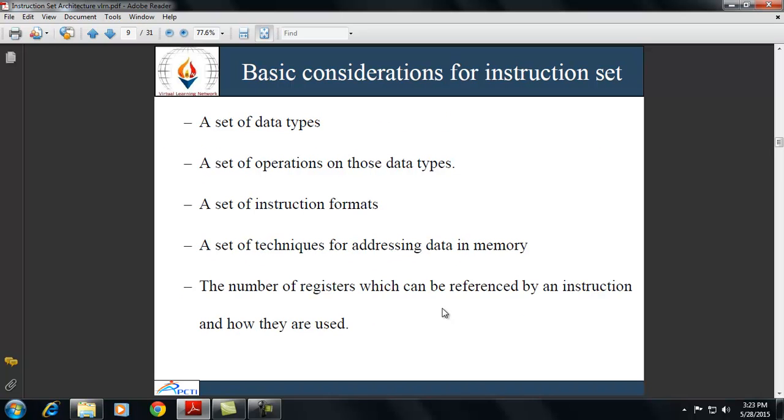Now, what are the basic considerations for the instruction set? There are some basic design considerations for the instruction set, that is, the set of data types, for example, integer, long integer, doubles, characters, strings, etc. Set of operations on those data types. Set of instruction formats, which includes issues like number of addresses, instruction length, etc. A set of techniques for addressing data in memory or in registers, and the number of registers which can be referenced by an instruction and how they are used.